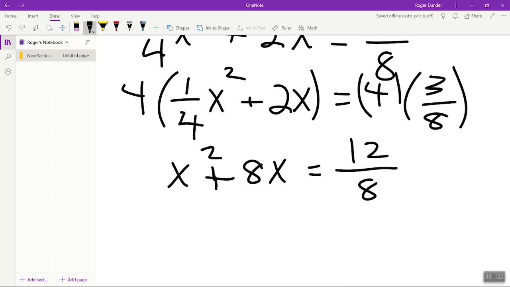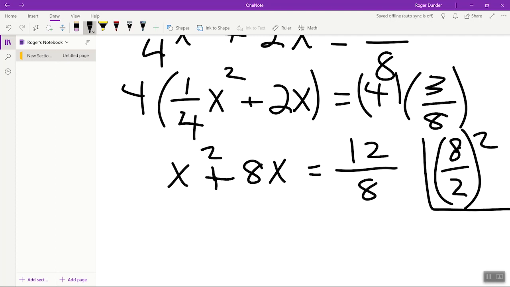Okay. Now I'm ready for step number 3. Step number 3 is going to be to add the square of half the coefficient of x to both sides. The square of half the coefficient of x. So in other words, I'm taking 8 over 2, half of the coefficient of x, and I'm squaring it, and then I'm adding that to the left and to the right.